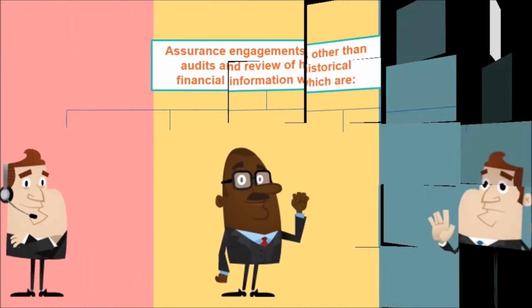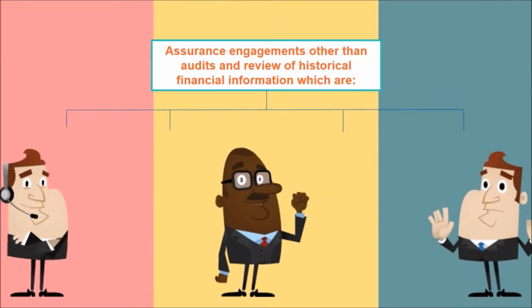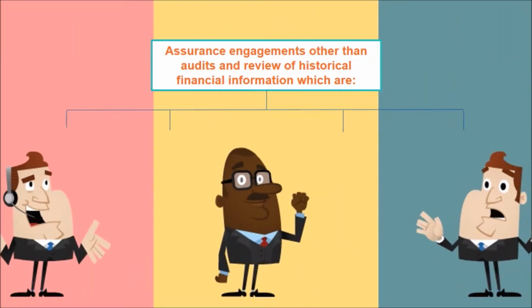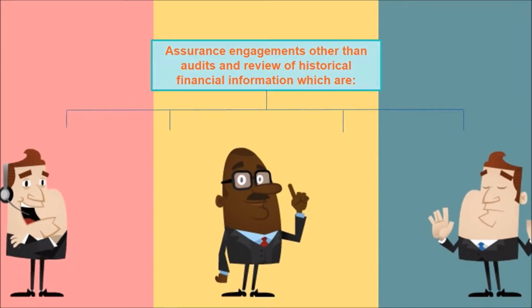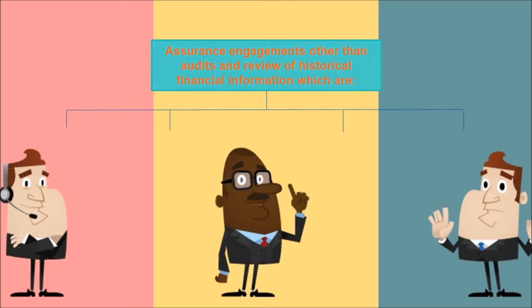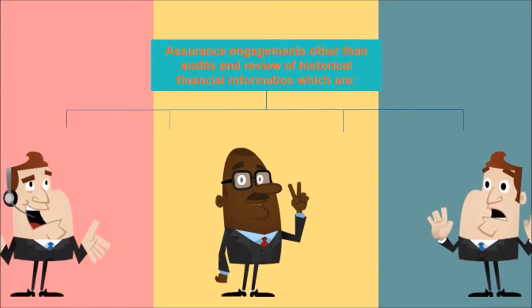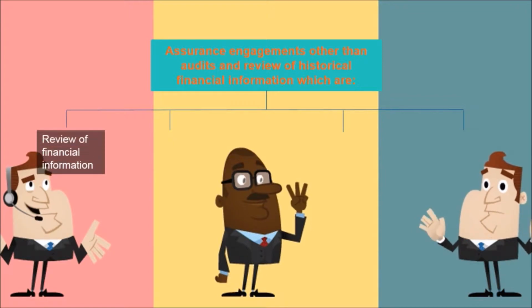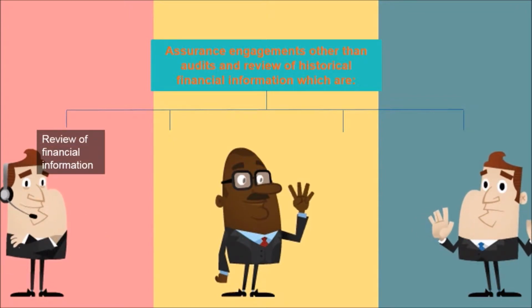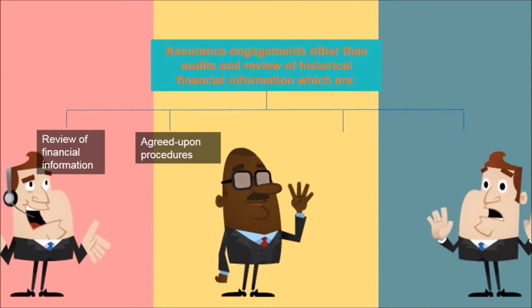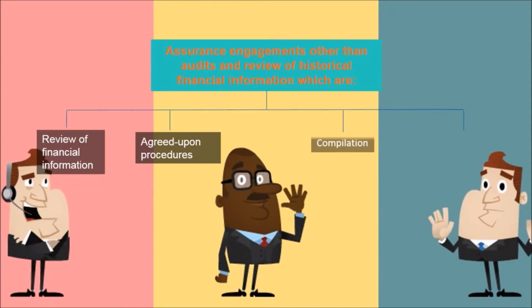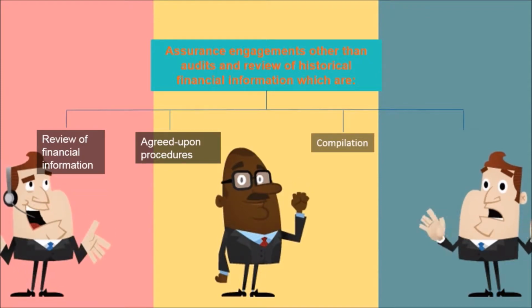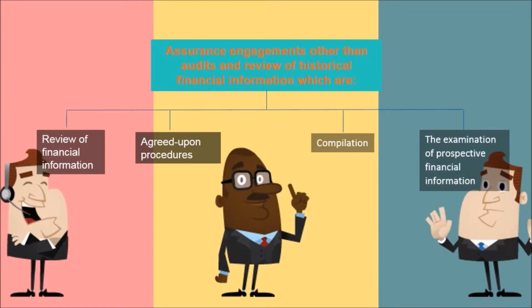In this topic, we will cover other assurance services, while the next topic will cover non-assurance services. Under the assurance services, we will discuss the assurance engagements other than audits and review of historical financial information, which are: 1. Review of financial information. 2. Agreed upon procedures. 3. Compilation. 4. The examination of prospective financial information.